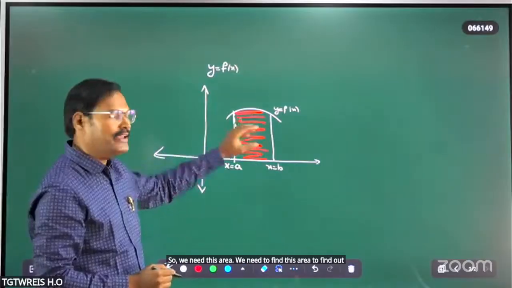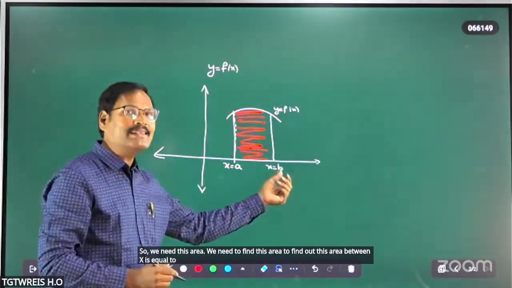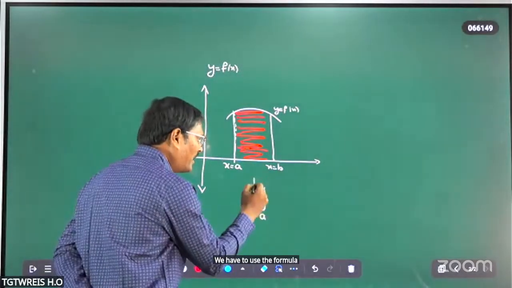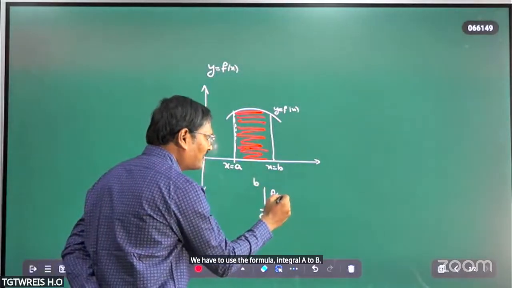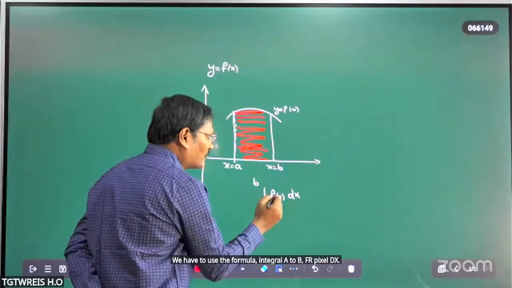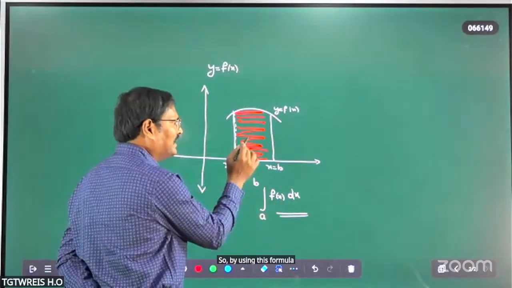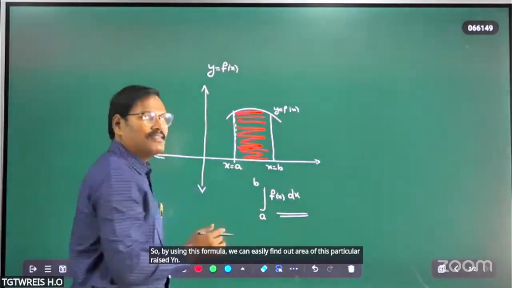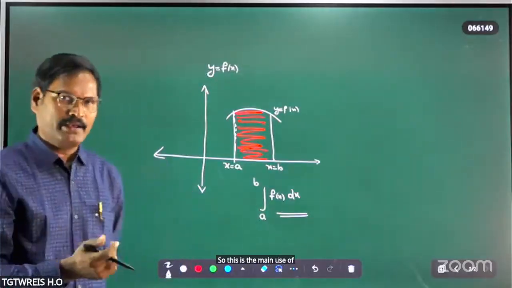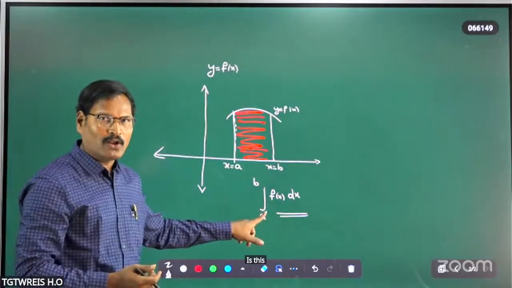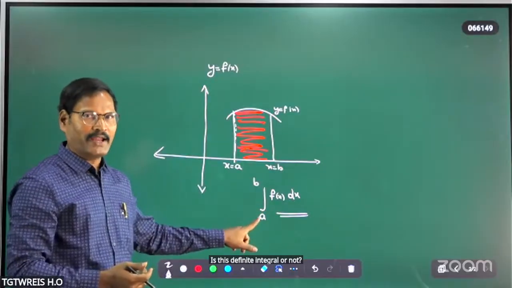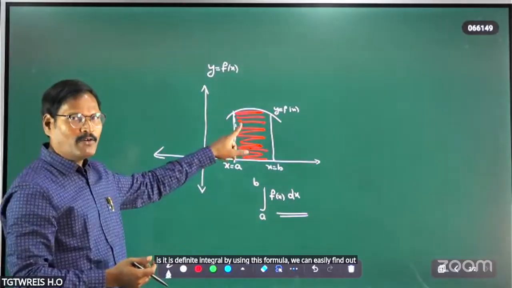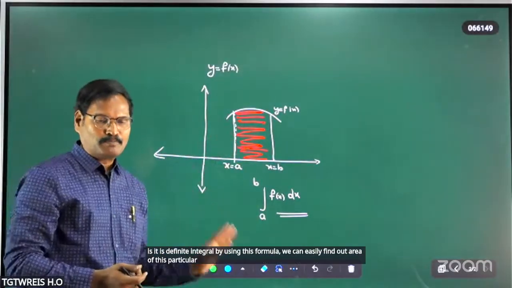To find out this area between x is equal to a and x is equal to b, we have to use the formula integral a to b f of x dx. So by using this formula, we can easily find out the area of this particular region. This is the main use of definite integrals. Is this a definite integral or not? Yes, it is a definite integral. By using this formula, we can easily find out the area of this particular region.